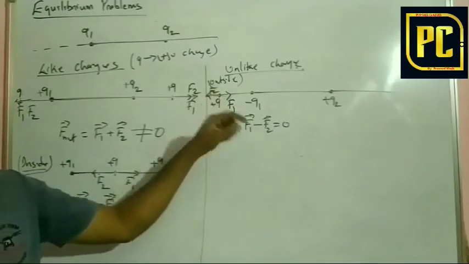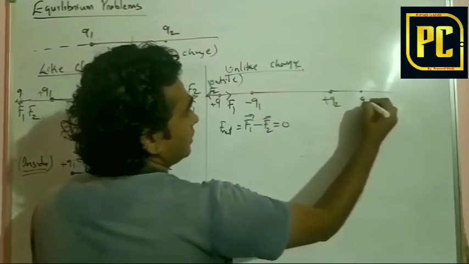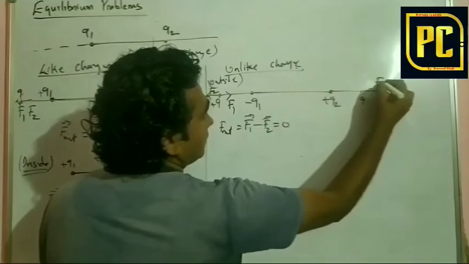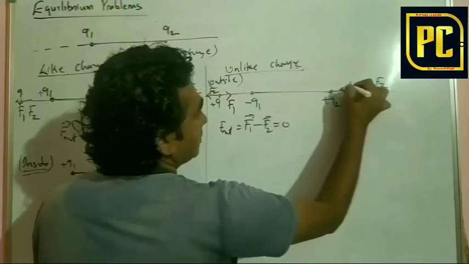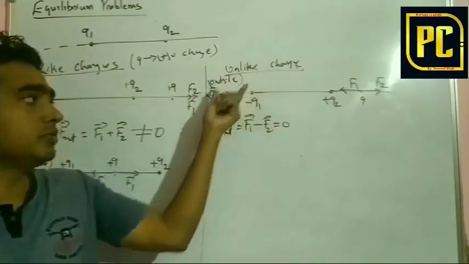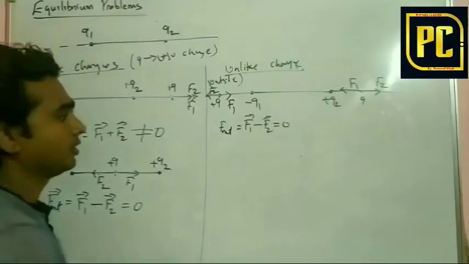So there is some chance that net force will be 0. I can put it on this side, or if I put it on this side also, it will be like Q3. Due to Q2 it will be this side, due to Q1 it will be this side. So there is some chance that for unlike charges, when we put the charge outside, the force will be 0.